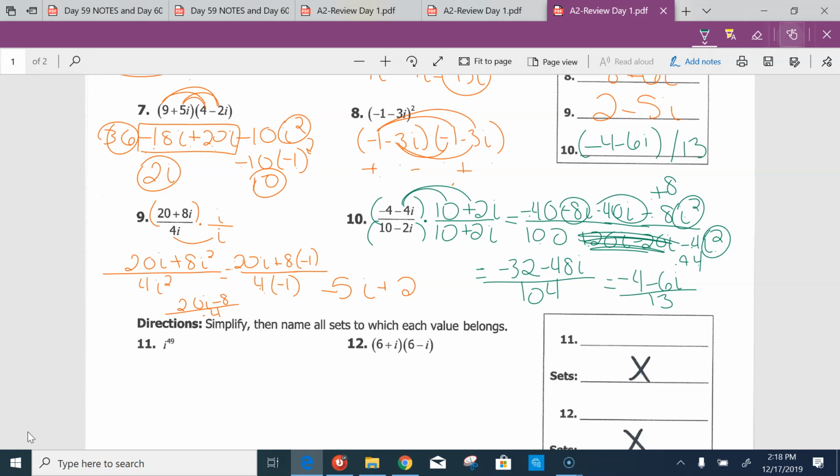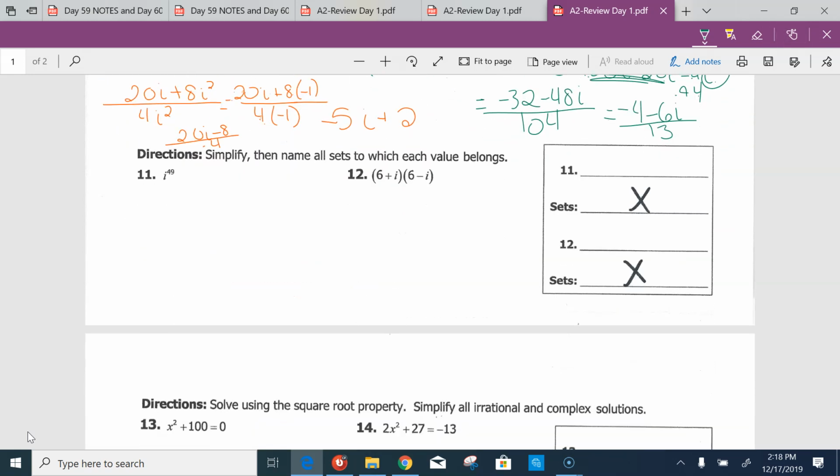Let's see what we have here. 11 to 12. So for these ones, just simplify them. And I don't care about which sets they belong to. We're not studying set notation or the numbers. So just simplify these. Give me your final answer. Tell me what i to the 49th will equal. Use your notes. For number 12, 6 plus i and 6 minus i.